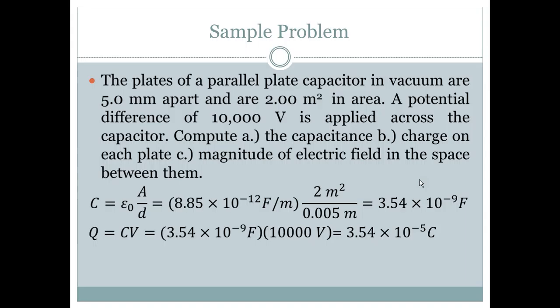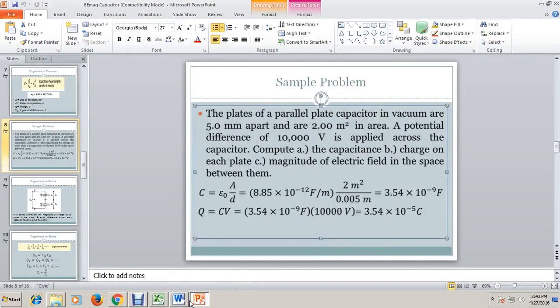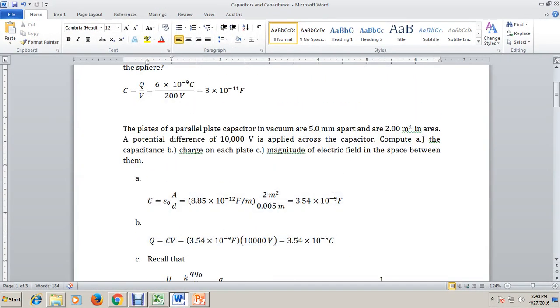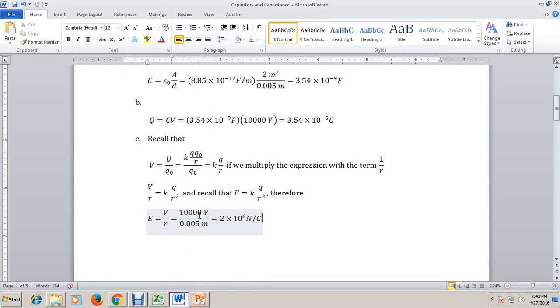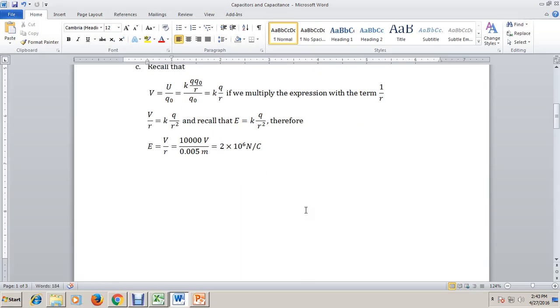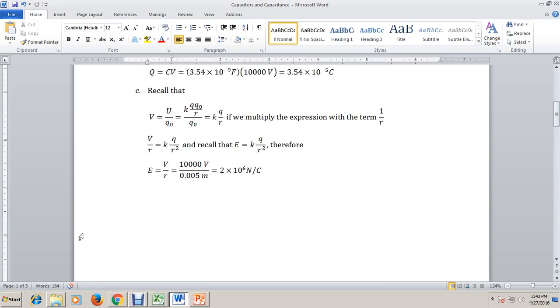Okay, so in the first video lecture, you were already presented with the solution for letter A and letter B. So we'll now proceed with the solution for letter C, the magnitude of the electric field in the space between them. Okay, so this is the same problem that was presented in the PowerPoint presentation, and this would be the solution for letter C.